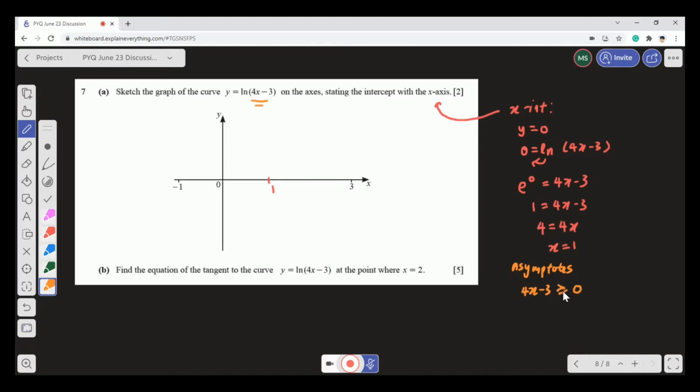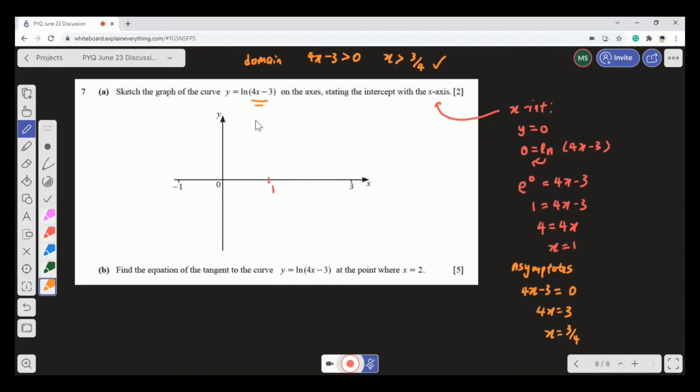But to find the asymptote, you don't have to write more than or equal to 0, because that one is for the domain. So if the question asks to find the domain, 4x minus 3 is always more than 0, so x is more than 3 over 4. This is the domain. But for the asymptote, equal to 0, 4x equals 3, x equals 3 over 4.